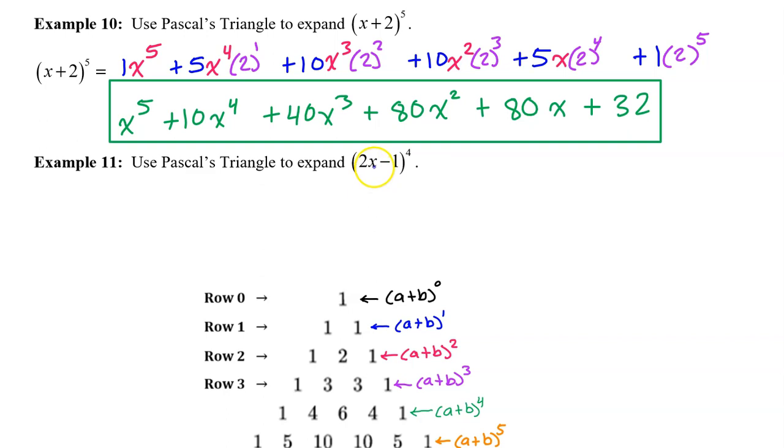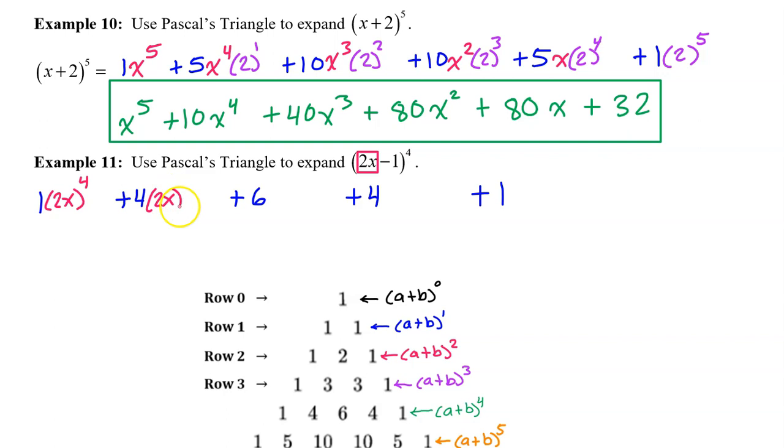Now let's expand 2x minus 1 to the 4th power. First, we identify the appropriate row, which is this one. Let's copy down these coefficients with some space in between. So we have this. Next, we take the left term and we put it on the far left, starting with the degree of the binomial. And then we recopy it for each term decreasing the degree.